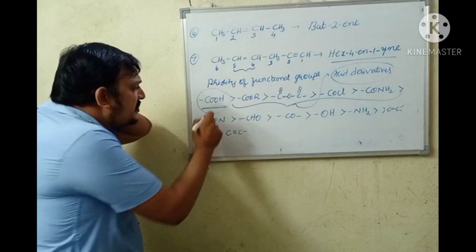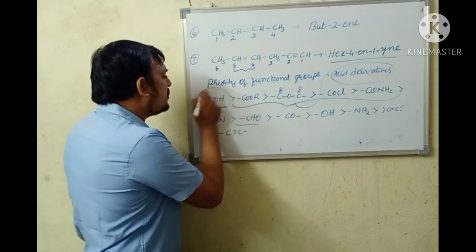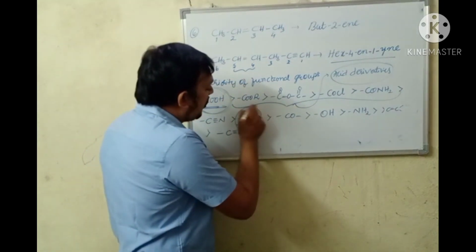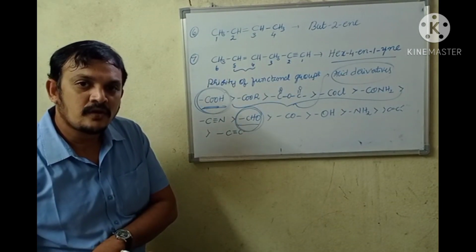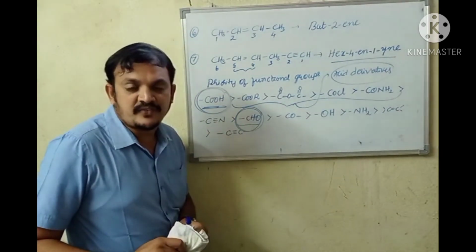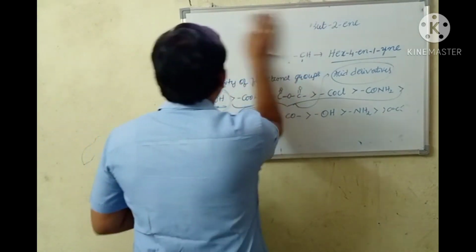That means if a compound contains a carboxylic acid and an aldehyde group, then that compound is to be named as a carboxylic acid. And in that case, the aldehyde group will be treated as a substituent. Substituent is to be indicated in the secondary prefix. Okay, we'll go through some examples for these compounds.